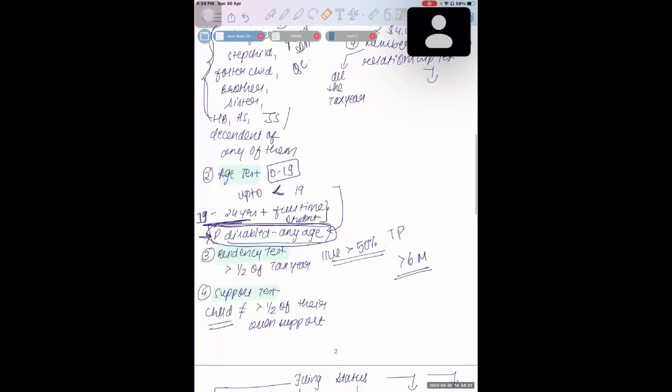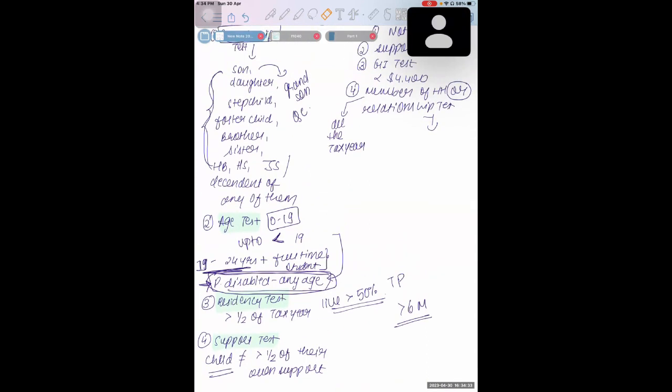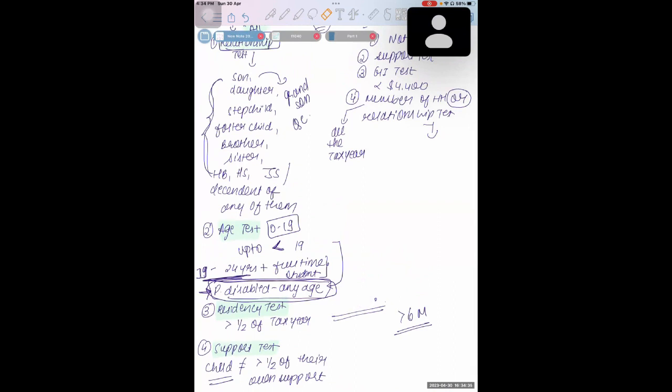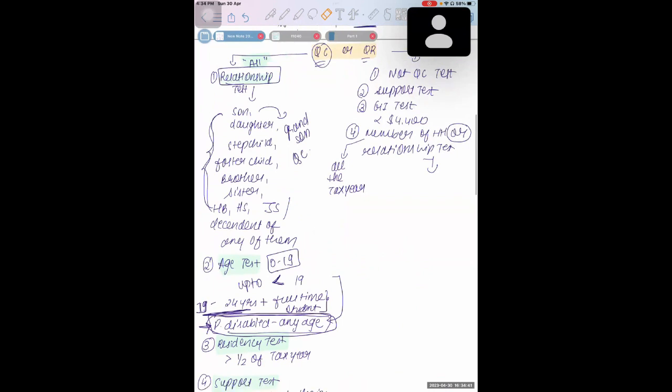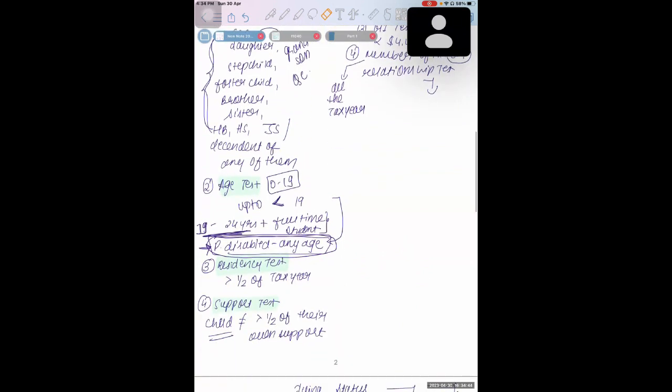Next is the qualifying child criteria. Have you written this one? Only 4 criteria, just write them down.